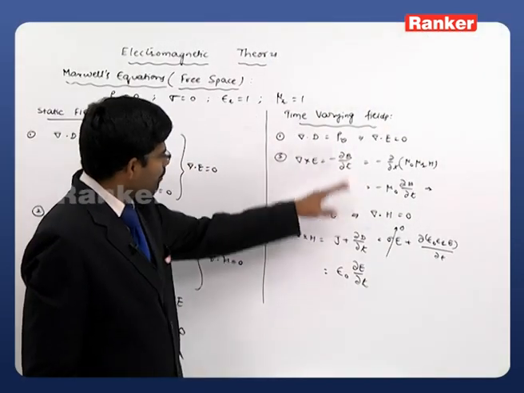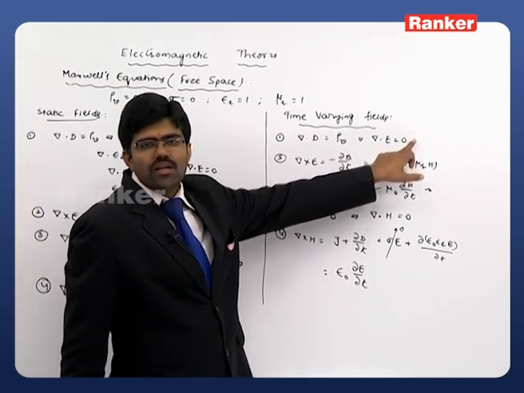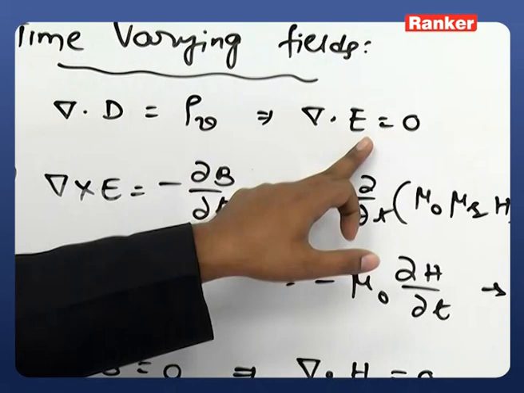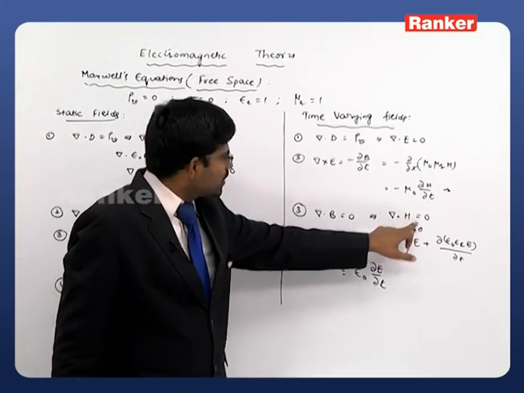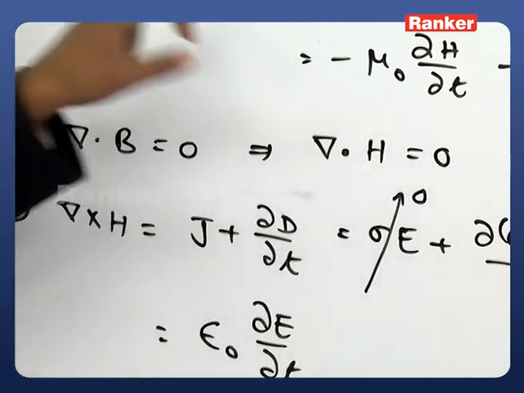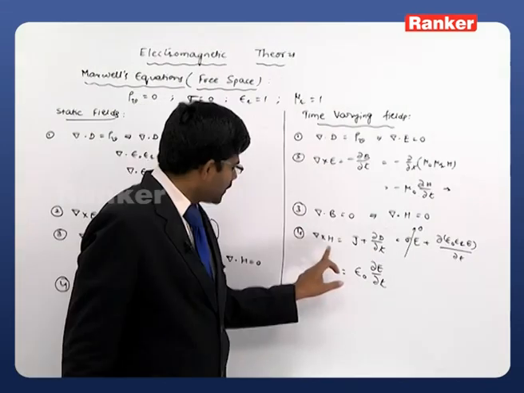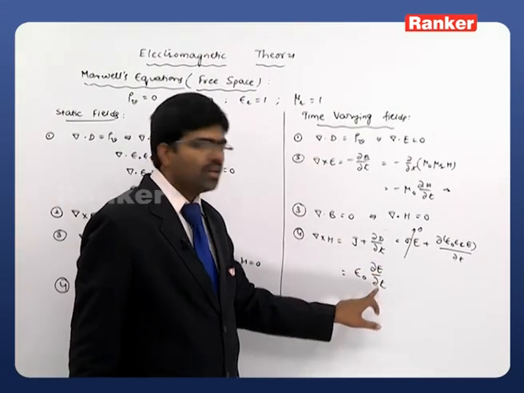Now once again compile them. Del dot E is equal to 0, which means the electric field intensity does not diverge. Del dot H is equal to 0, the magnetic field intensity also does not diverge. But del cross E is equal to minus mu naught dou H by dou T. Del cross H is equal to epsilon naught dou E by dou T.